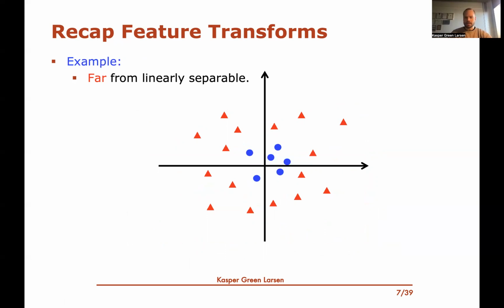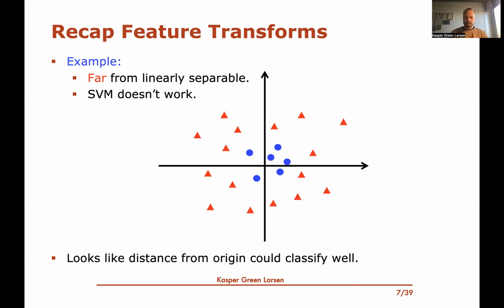And this is very far from being a linearly separable data set, which means that if I just run this SVM, it doesn't work here. There's no maximum margin separating hyperplane because there's not even a separating hyperplane. But one thing that's worth observing is that the distance from the origin could possibly classify this data well. So maybe if you could draw a circle instead of a hyperplane, you could use this to do classification. Everything inside the circle would be the +1 class, the blue class. Everything outside would be the red class, or the -1 class.